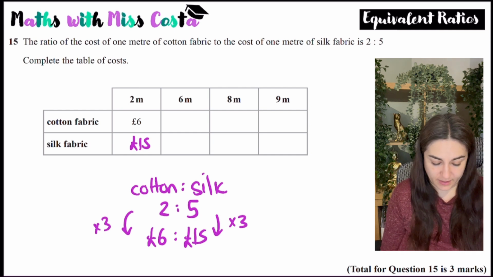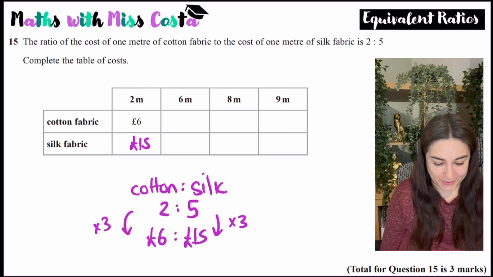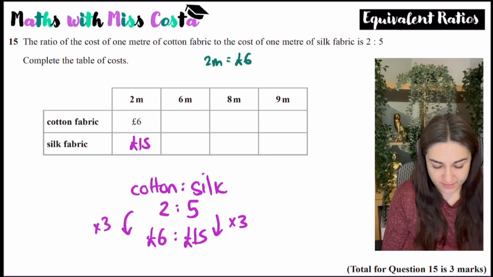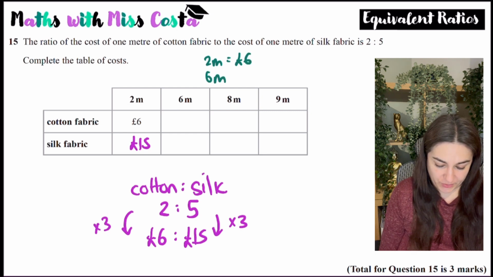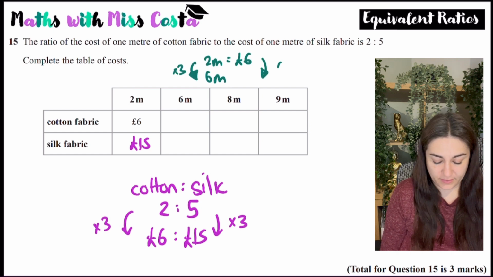Now, this is quite a tricky one, it's involving a lot of things. So I know that 2 meters of cotton is £6. So 6 meters, what have I done to get to 6? I've times it by 3. So 6 meters, I'm going to have to times by 3 as well. That's going to be £18.